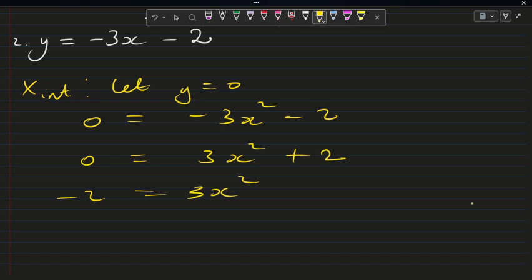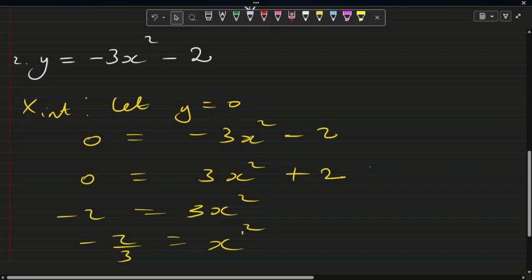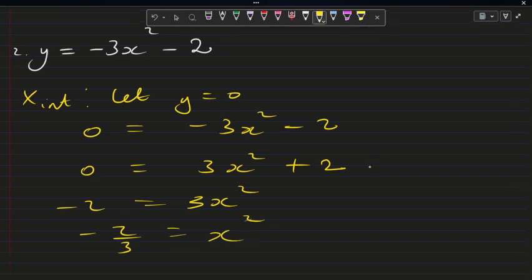And then if I divide both sides by 3, I have negative 2 over 3, which is equal to positive x squared. Now, this is similar to the previous case. We can see that we have a situation whereby x squared is equal to negative 2 over 3, and this can never be the case. So this is another instance whereby we do not have an x-intercept.